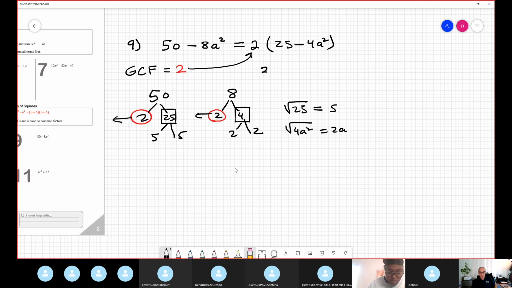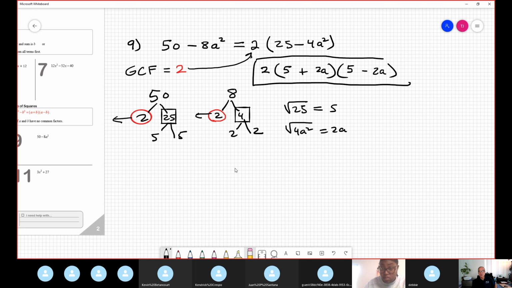You bring down that 2 and you open two parentheses and you put 5, which is a in the formula, 2a, which is b in the formula, and plus or minus. Boom. End of the story. This was interesting because this example was a combination. GCF first, don't forget, please. And after the GCF, factorization of a binomial, exactly difference of squares. Good.